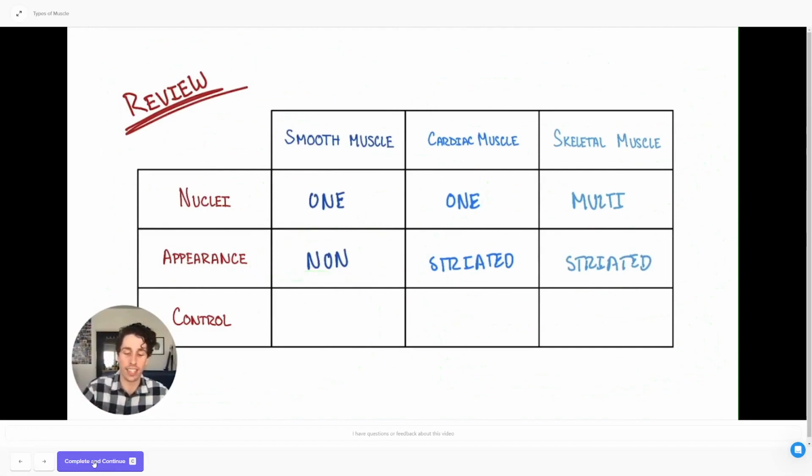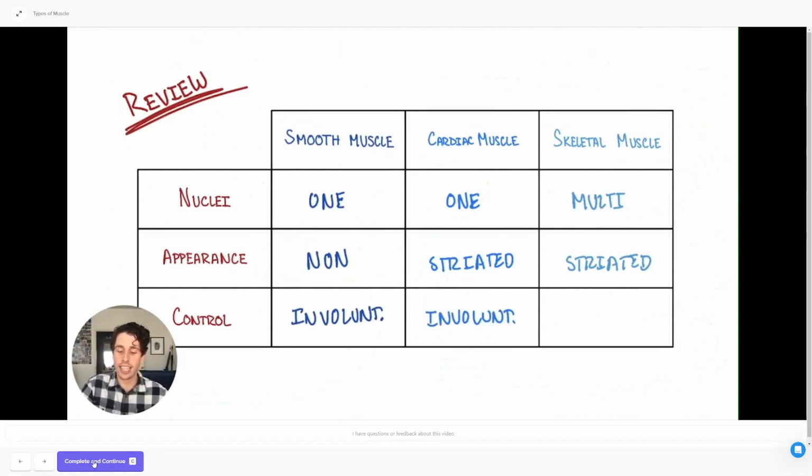All right, so let's go ahead and talk about the control now. So of these cells, which are voluntary and which are involuntary? So if you think about smooth muscle, those are in our organs, our blood vessels, and our airways. And so those are going to be under involuntary control because you don't have to think about using those muscles to like breathe and have blood pump through our bodies and like digest our food. And so that's going to be involuntary. And cardiac muscle cells, we also don't really have to think about our heart beating, so those are also going to be involuntary.